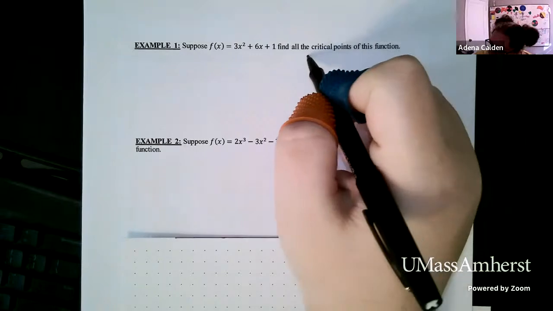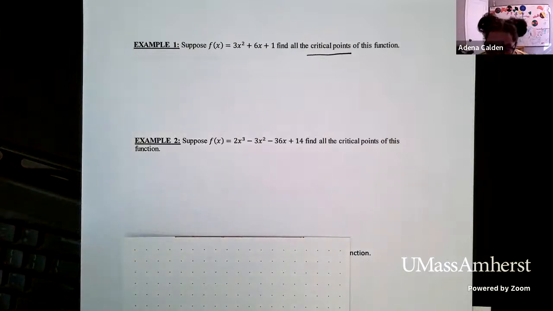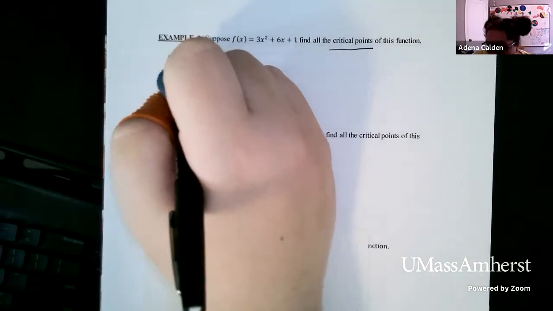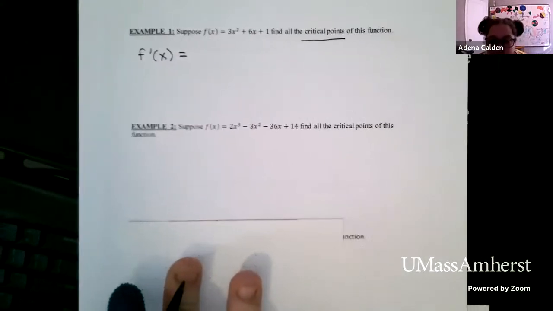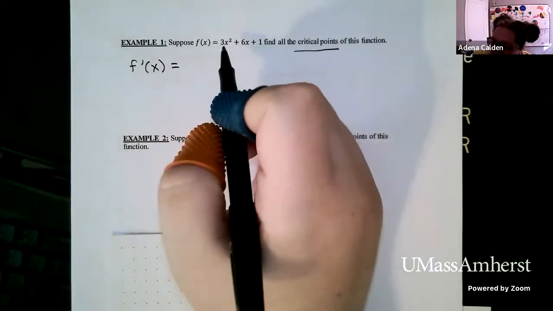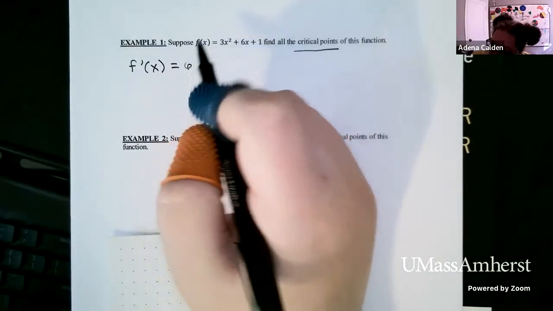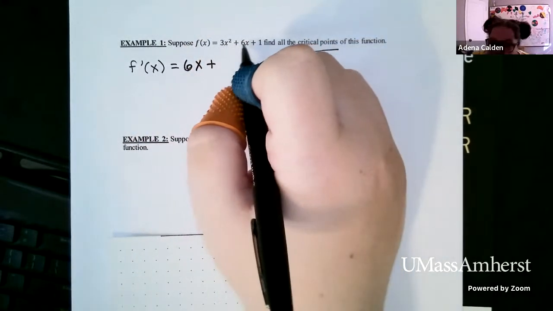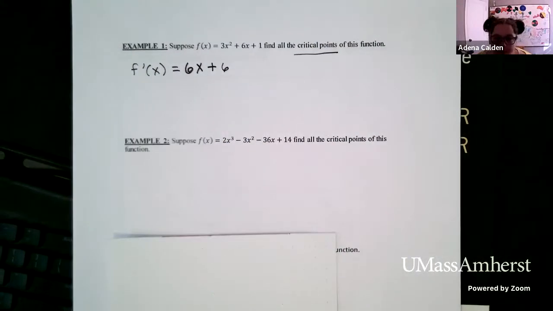Whenever we see that we're looking for critical points, we are thinking, when does the first derivative equal 0, or when is the first derivative undefined? So our first step is always going to be to determine what the first derivative is using our derivative techniques from chapter 3. So here we're using a power rule. When we take the derivative of 3x squared, the 2 comes down to multiply the 3, and we get 6x plus the derivative of 6x, which is 6, and the derivative of 1 is 0.